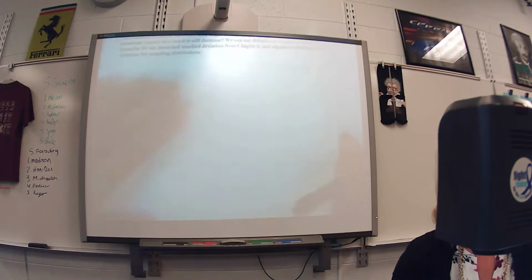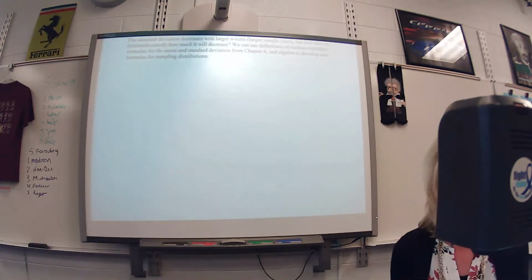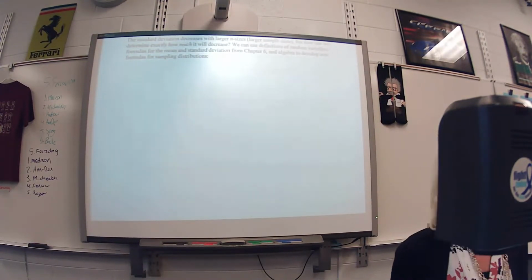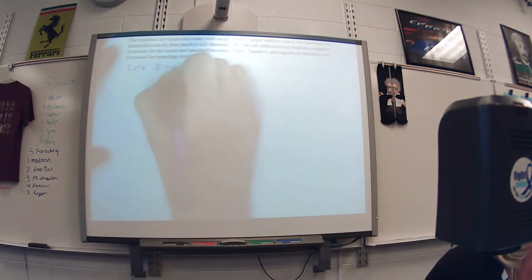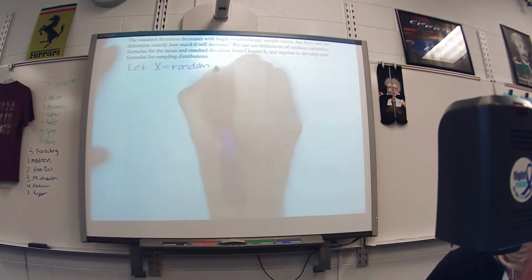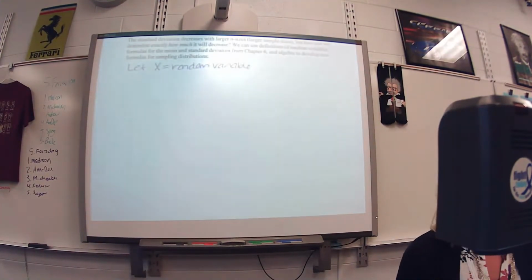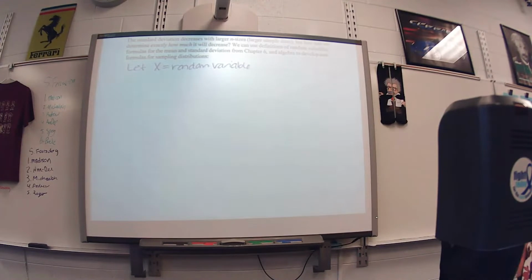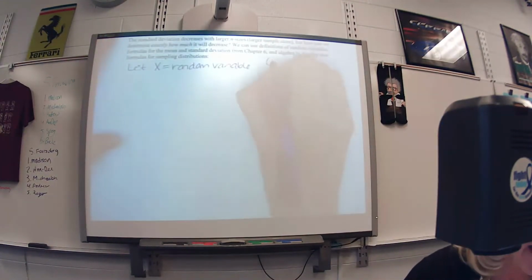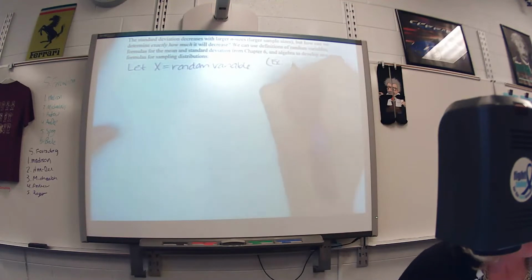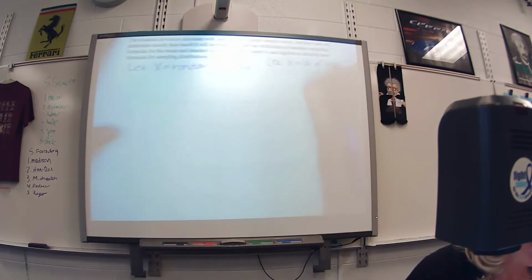Oh, we have room right here. That's why I saved the white space here. Okay, right here. So we are going to start with let x equal a random variable. And just to have a visual of what I mean, x is a random variable. For example, x could stand for the number of orange Reese's Pieces.